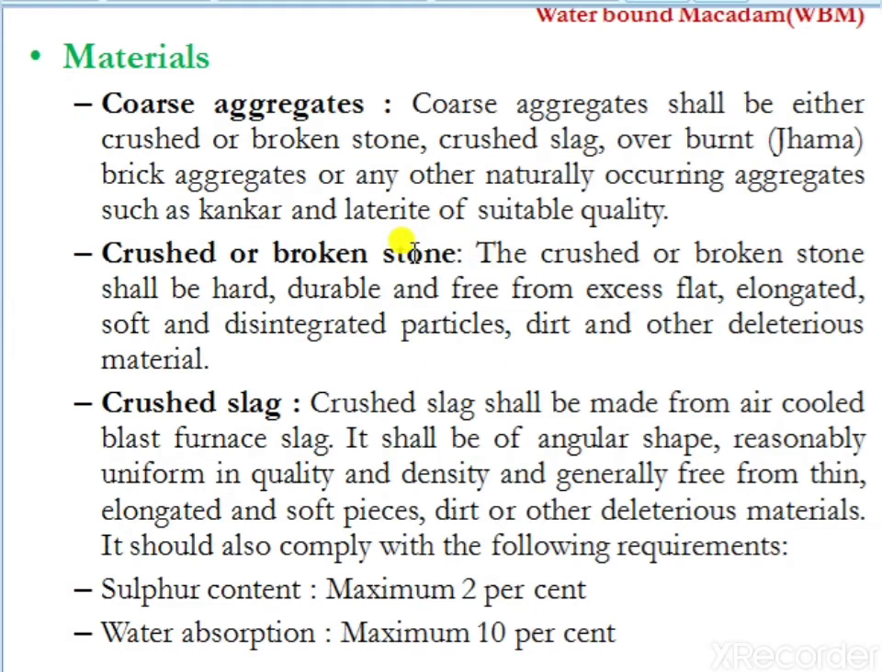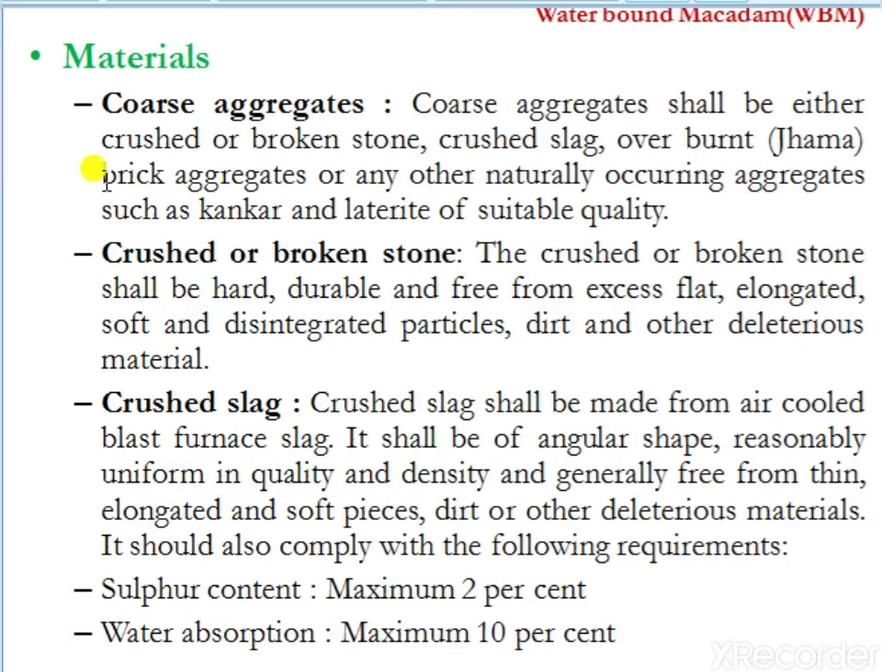So what are the materials used in the construction of WBM pavement or waterbound macadam pavement or road? Firstly, coarse aggregate. Coarse aggregate shall be either crushed or broken stone, crushed slag, overburnt brick aggregates, or any other naturally occurring aggregates such as kankar and laterite of suitable quality.